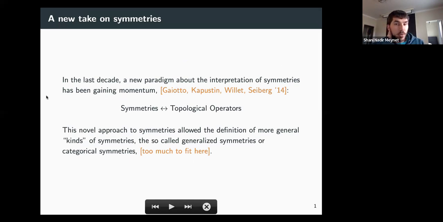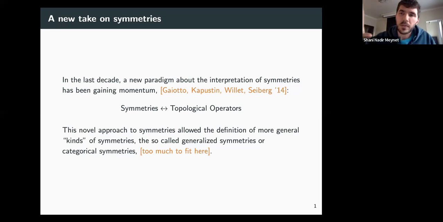In the last 10 years or so, a new way to think about symmetry, a new paradigm to interpret symmetry in quantum field theory has been proposed, starting with this seminal paper in 2014, where this double arrow was established. In previous literature, we knew that to a symmetry we could attach a topological operator, basically by the construction via conserved current, à la Noether. One has a conserved current, to a conserved current one can associate a charge, and the exponentiation of a charge leads to a symmetry operator.